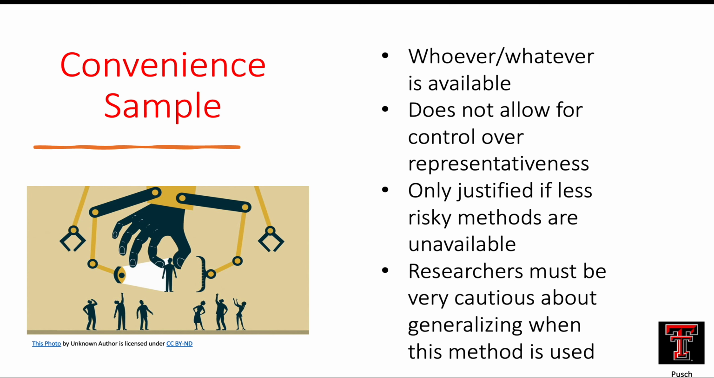So if your population is Texas Tech students and you're only asking people in your sociology class to take your survey, then that's going to be really biased. However, I'm not saying that this is always horribly wrong to use. There's times when it makes sense to use a convenience sample.